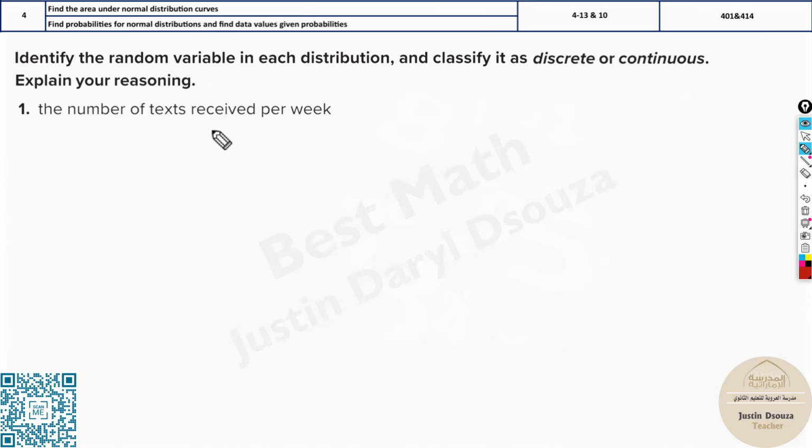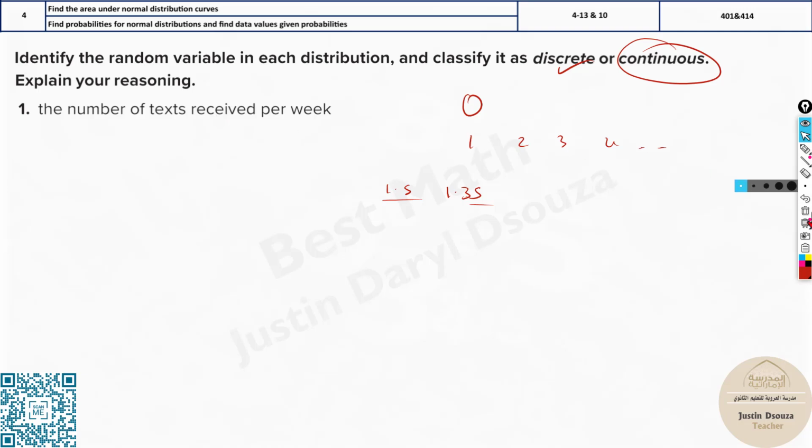Now, the number of texts received per week. Whenever a quantity given to you is countable as whole numbers like 1, 2, 3, 4, and so on, it's countable, it's discrete. You can count it out. Whereas it will be continuous if it's like 1.5, 1.35, and so on. It's like in decimals. So this is a simple understanding. Say heights of students in a class or weight of students in a class. It's not discrete, it's continuous.